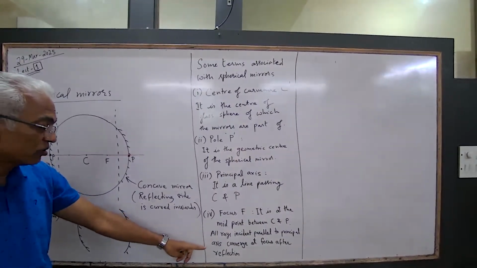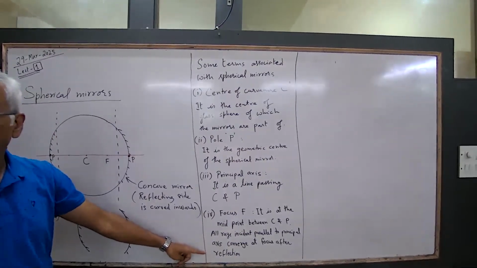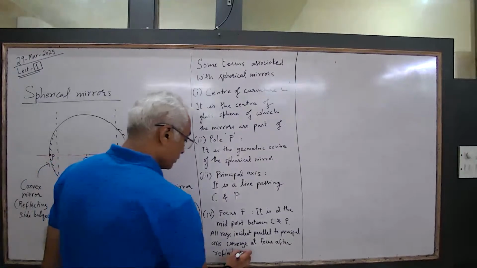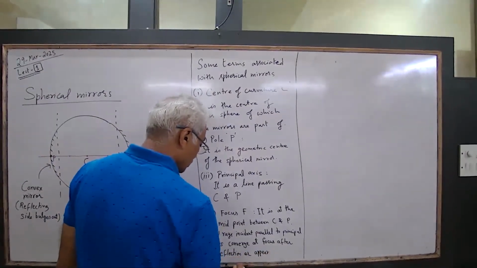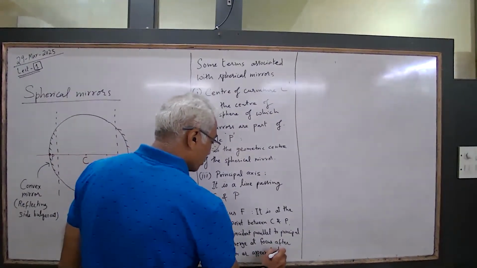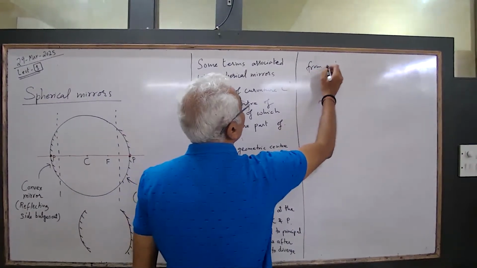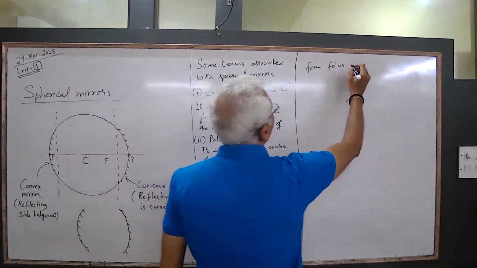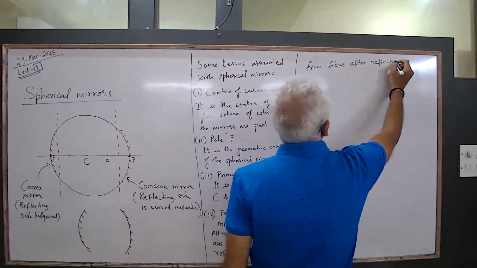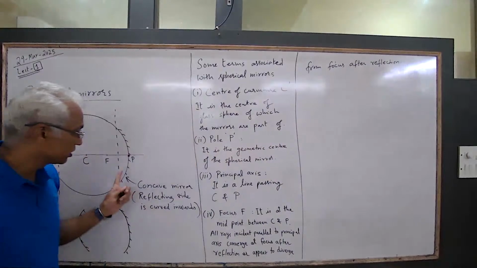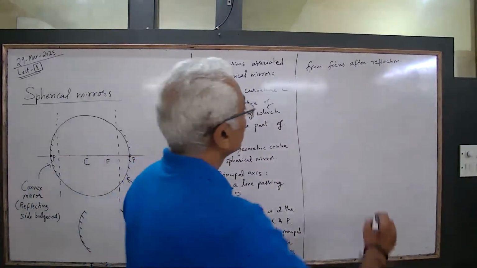All rays incident parallel to principal axis converge at focus after reflection, or appear to diverge from focus after reflection. So there are two cases. First case is for concave mirror, second case is for convex mirror. देखो concave mirror में क्या होगा?